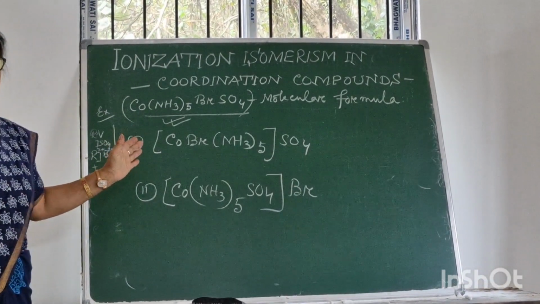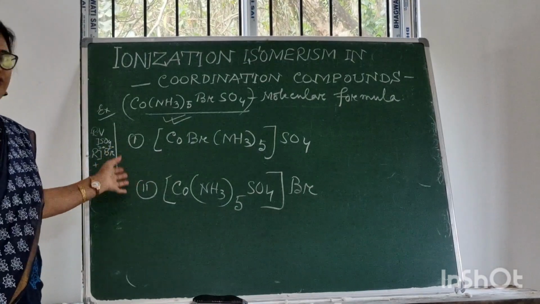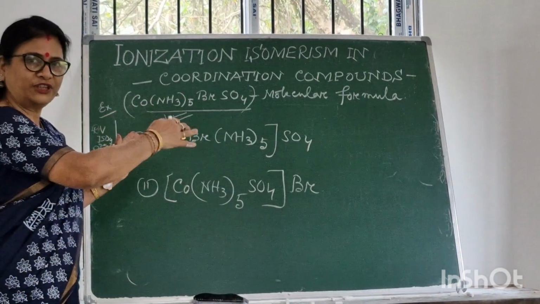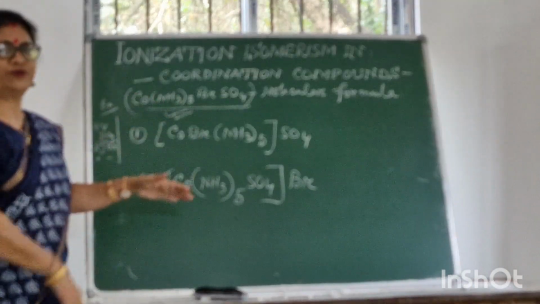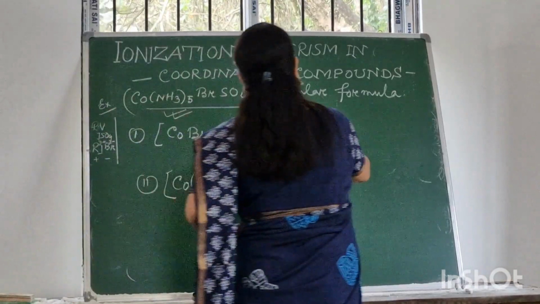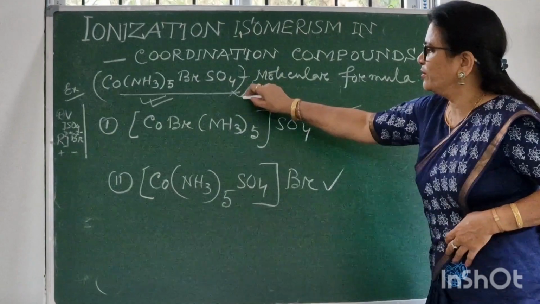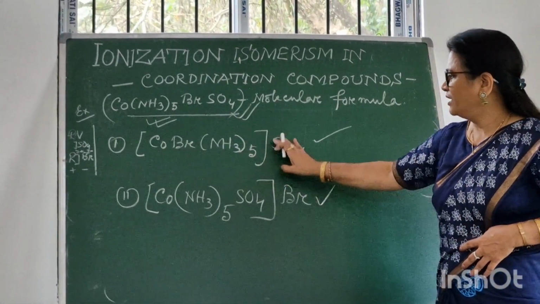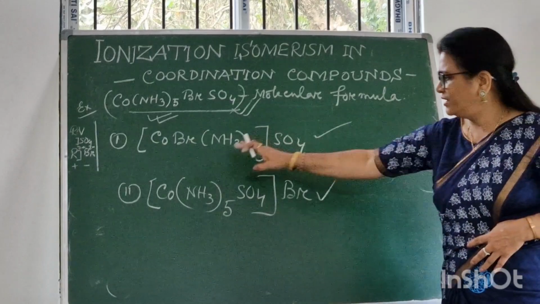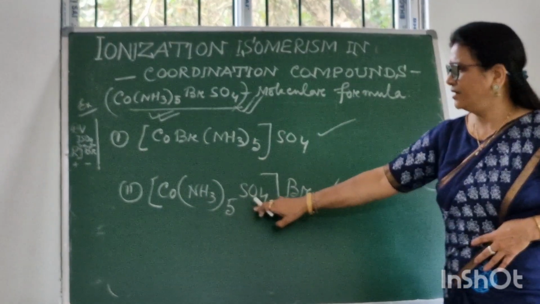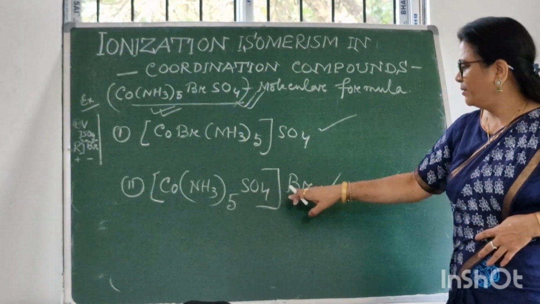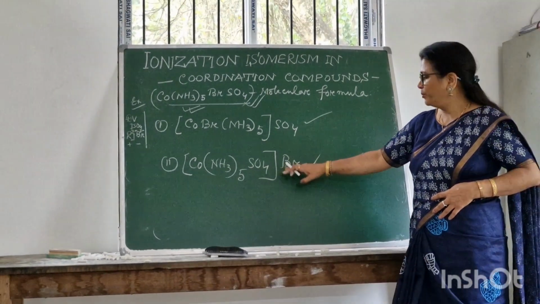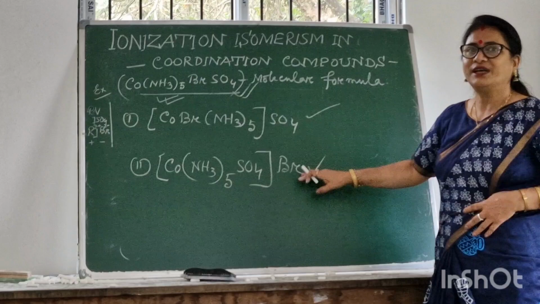These ionization isomers arise due to the position of the groups inside the coordination sphere and outside the coordination sphere. Both have the same molecular formula, but in the first, these two are ligands within the sphere. This is the counter ion. In this case, the sulfate comes in the coordination sphere. The bromido will come as the bromide outside the sphere.